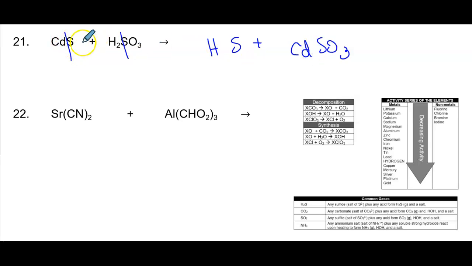I need to think about the charge here. We know this is a +1 and a -2, so it's going to go like this. And cadmium's a 2+ and sulfite is a 2-, so they're going to be perfect like that. Then you need to balance it.